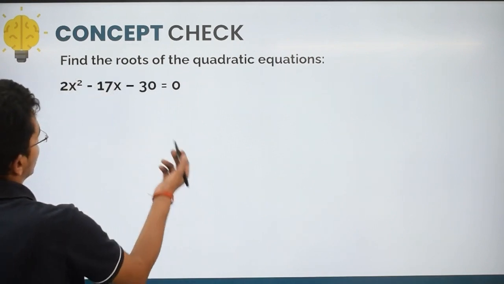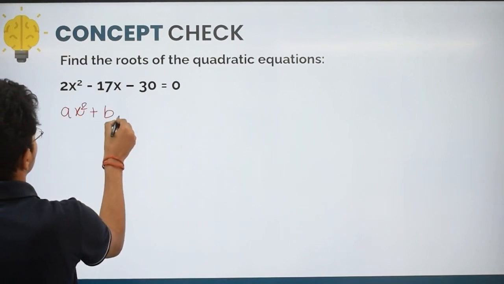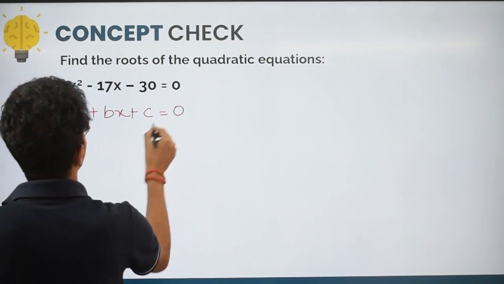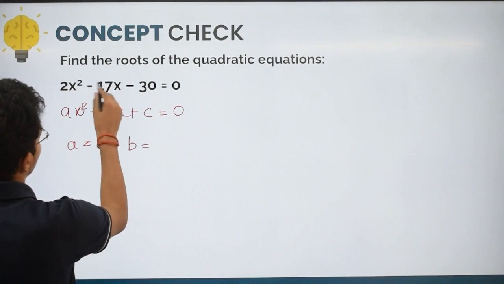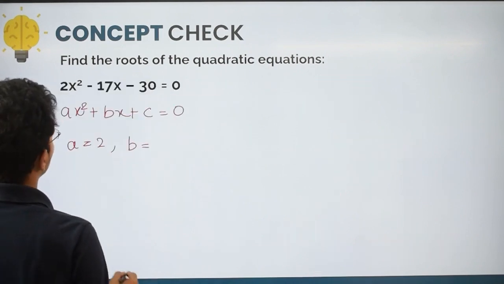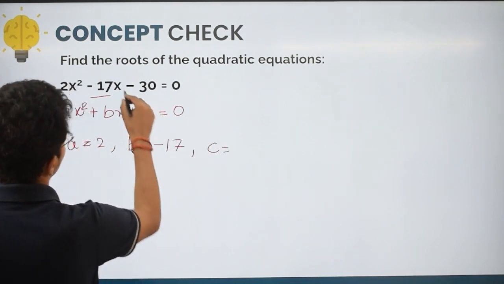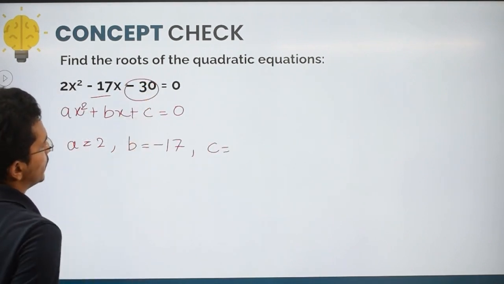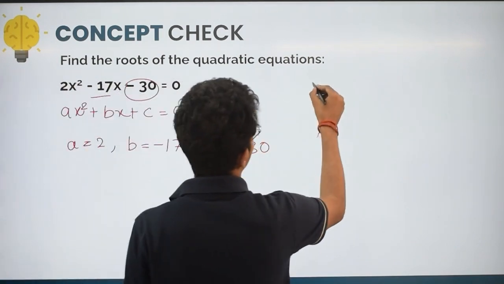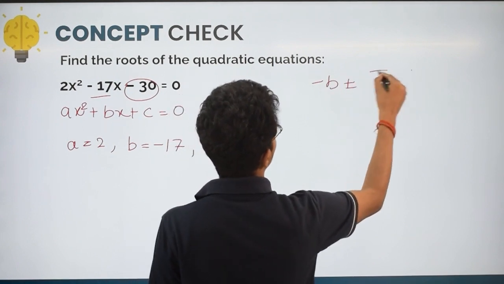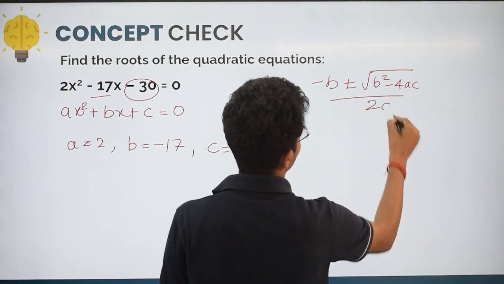Here again we have one quadratic equation. If you will compare that with ax square plus bx plus c is equal to 0, so you can easily say the value of a is 2, value of b is what? Minus of 17, right? Value of b is minus of 17, so we will be writing like this. Value of c is minus of 30, because plus c is equal to minus 30, you can find c is minus 30 over here. You have to again put that in this formula, minus b plus minus under root of b square minus 4ac upon 2a, okay?